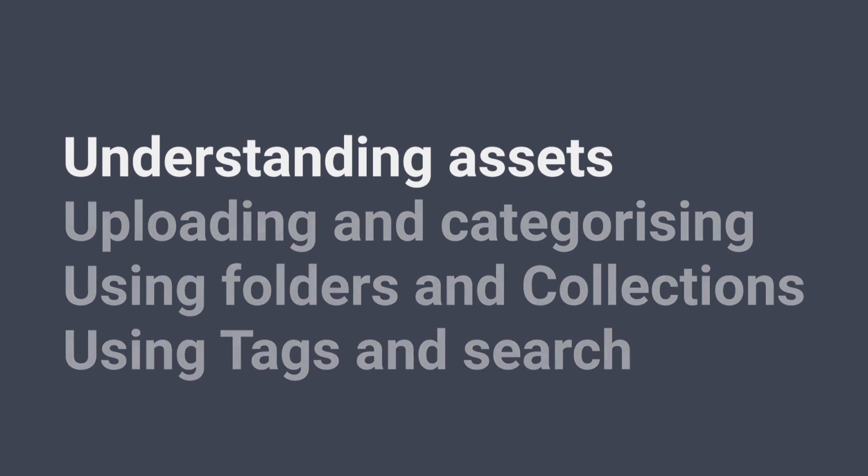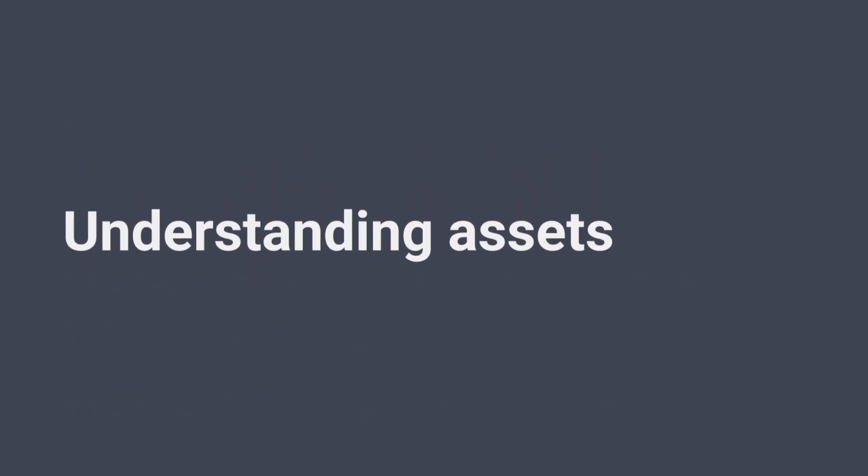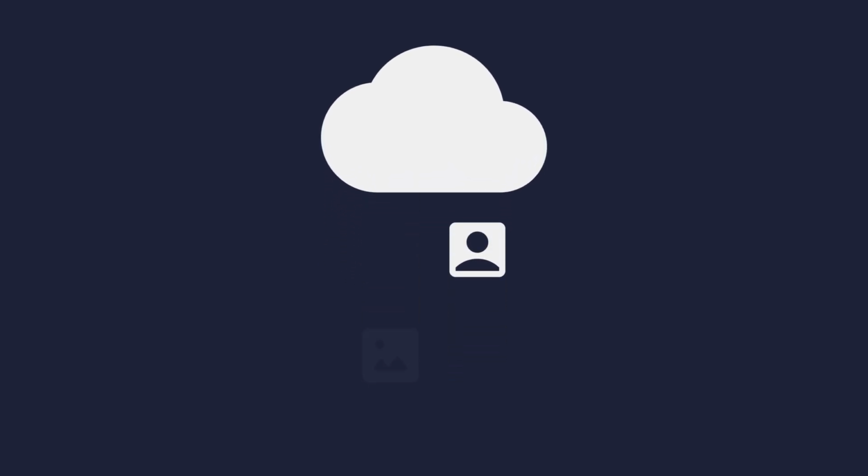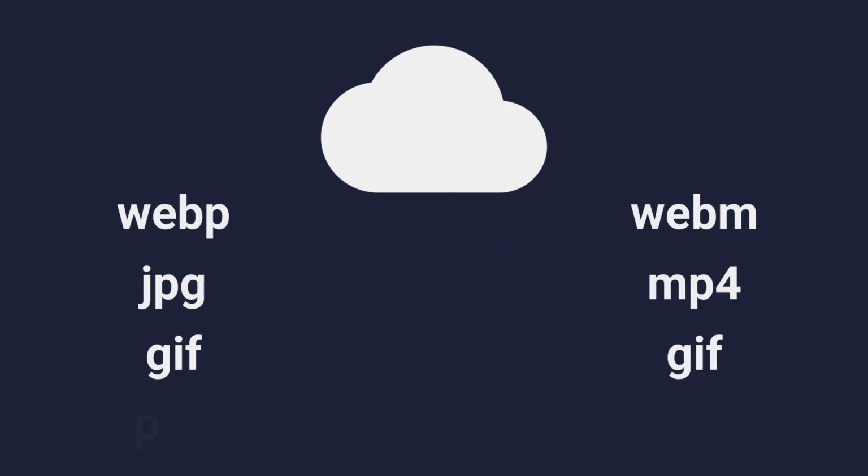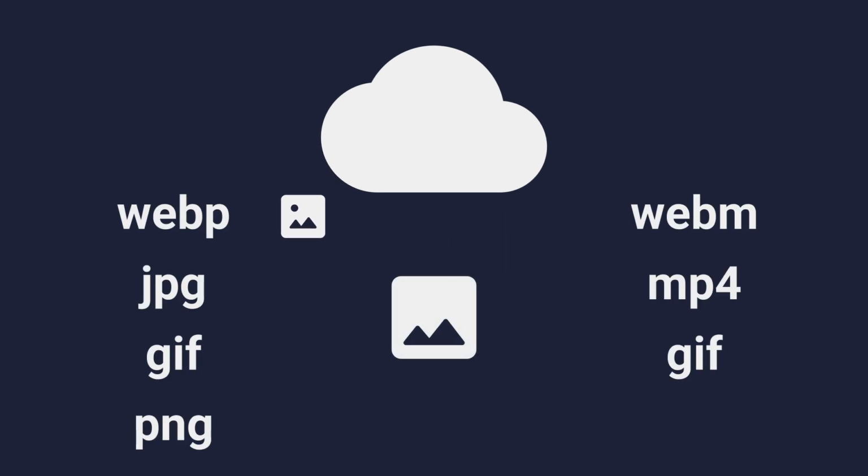Firstly, let's understand how assets relate to one another and to the image layers available in Owlbear Rodeo's canvas. You can upload many different images to your cloud storage, including the static and animated image file formats listed here on the screen, which you can then add into any scene that you create.